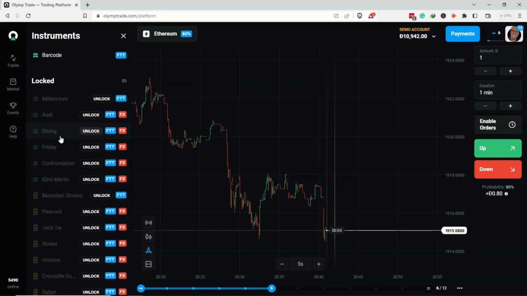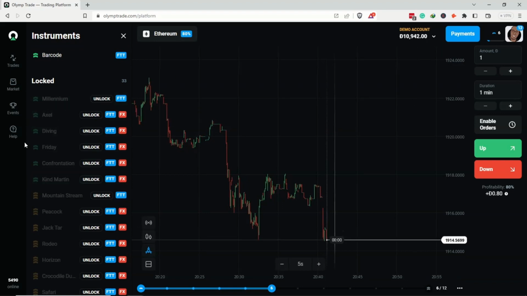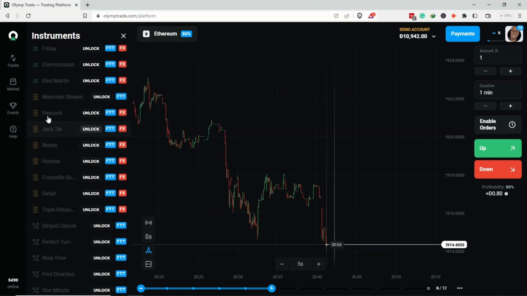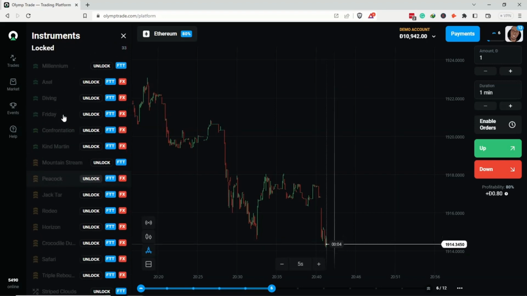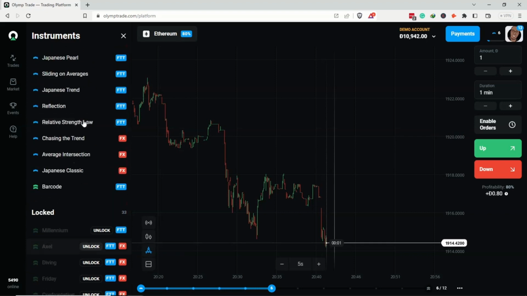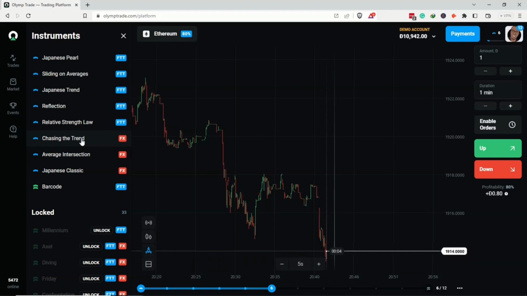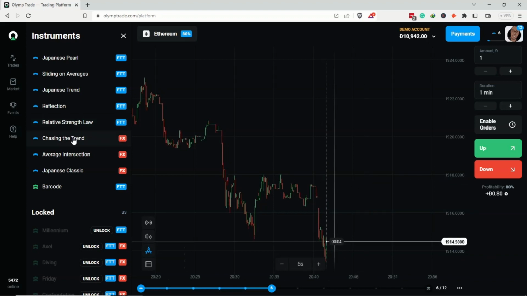These green ones are only available for advanced, and as you can see, mine is starter because this is a demo account. I only have access to these strategies. The yellow ones are available for expert accounts. If you look at, for example, the FTT one and then the FX one: this chasing the trend strategy can only work for forex if you're trading forex under Olymp Trade, and FTT means you can use it only on fixed time trades.